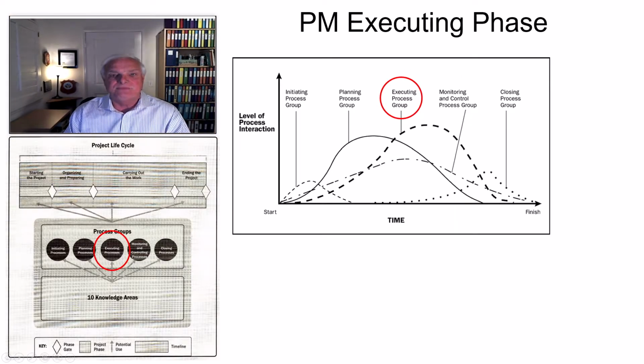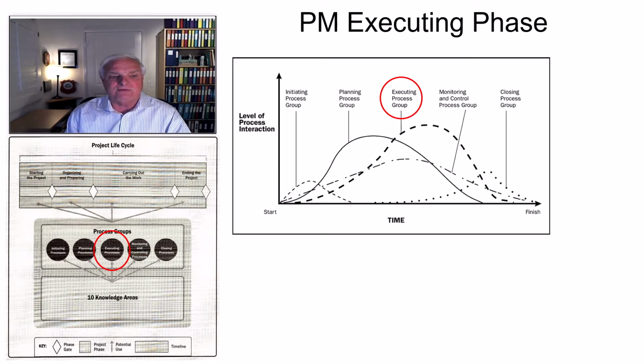If you take a look at the model off to the side of me, you'll see that the executing process group is one of those that the PMBOK, the PM Body of Knowledge, talks about, and you can see where the slope starts on this. It's over in the initiating group. You're actually starting to do some level of execution, and it sweeps over into the closing of the project group.